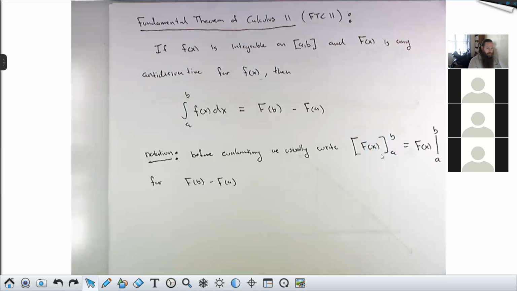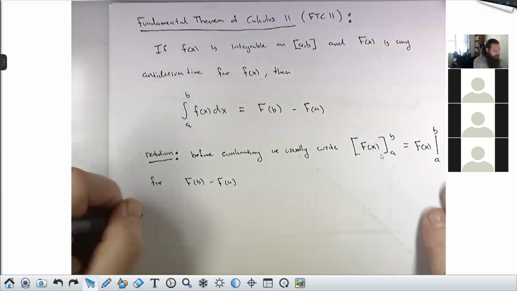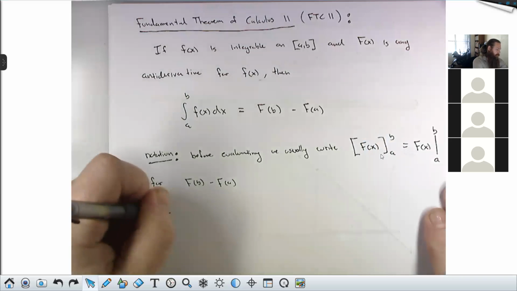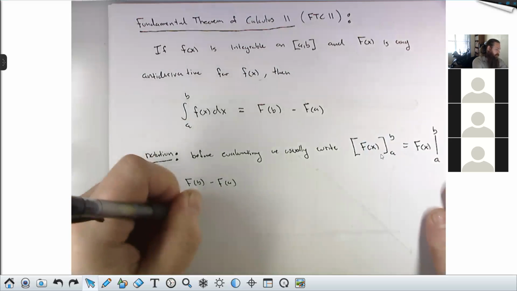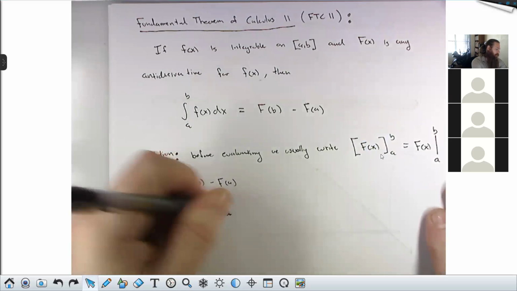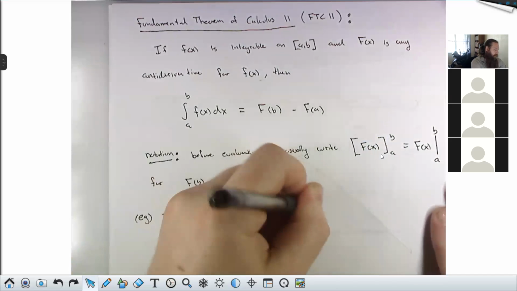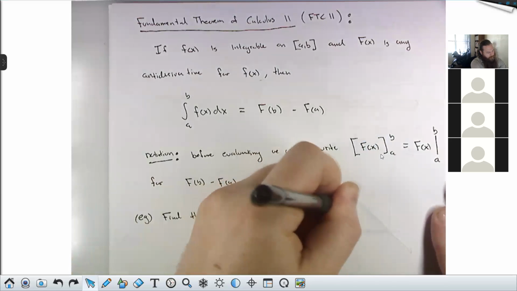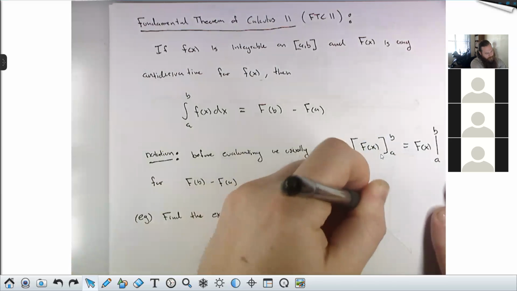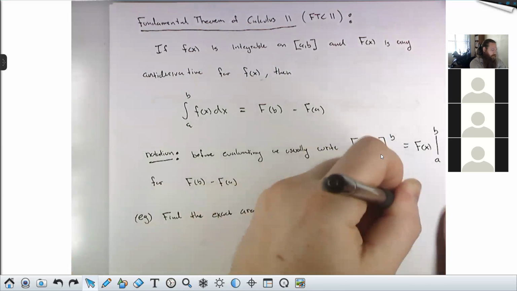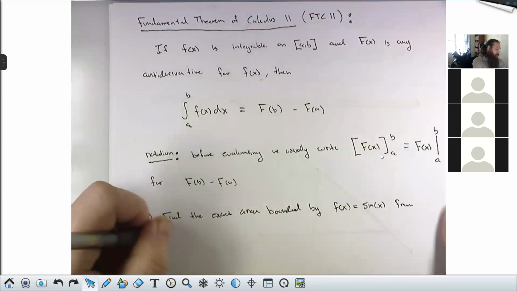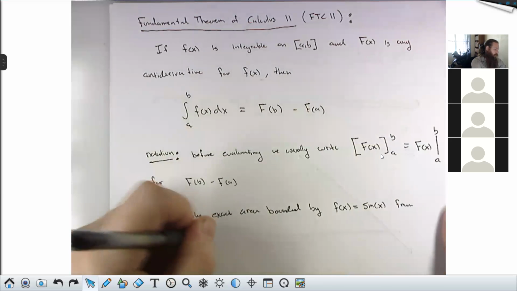So let me show you some problems we can solve now that we couldn't solve before. Let's find the exact area bounded by little f of x equals sine of x from x equals 0 to x equals pi.